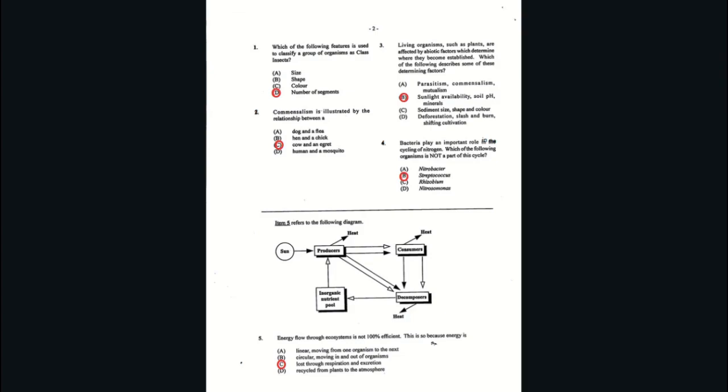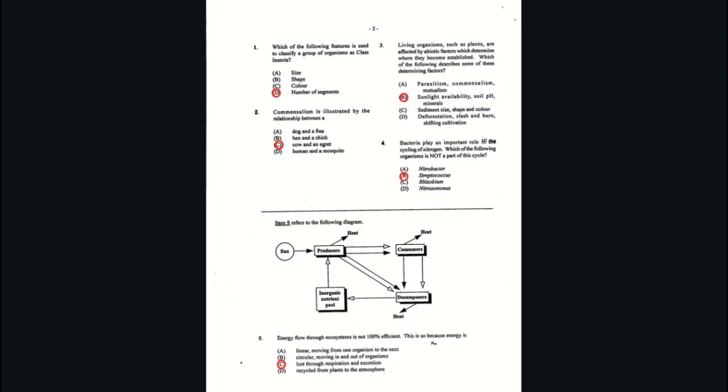Number two says commensalism is illustrated by the relationship between A, a dog and a flea, B, a hen and a chick, C, a cow and an egret, and D, a human and a mosquito. And the correct answer is C.